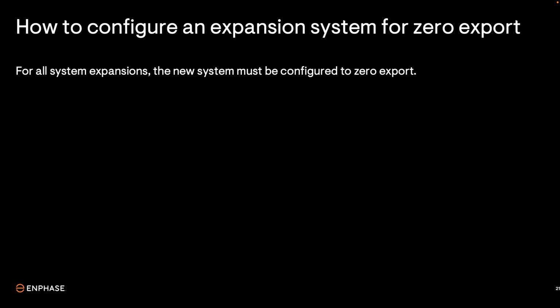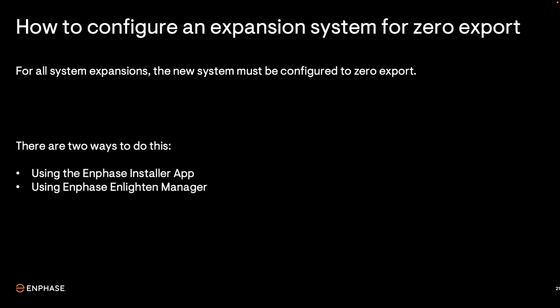How to configure an expansion system for zero export. This is a critical step. You must configure the new Enphase expansion system as a zero export system. Failure to do so could lead to issues with the utility. There are two ways to do this: using the Enphase Installer app or ITK, and using Enphase Enlighten Manager.